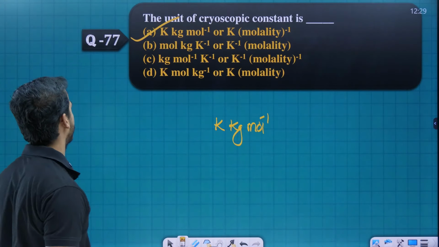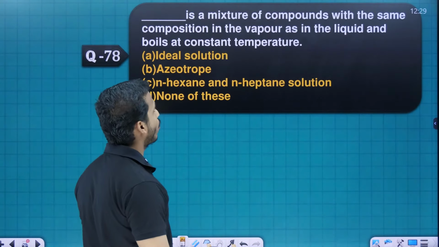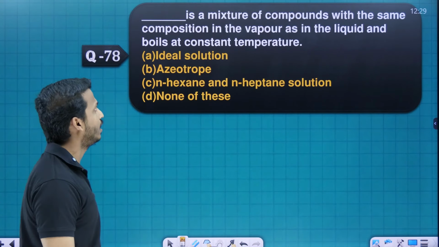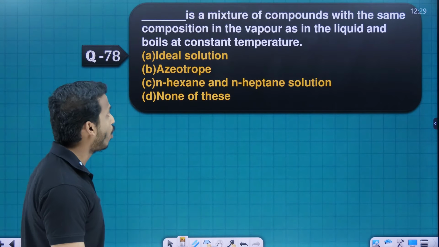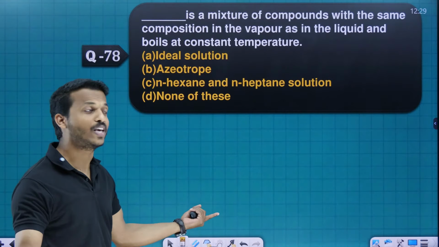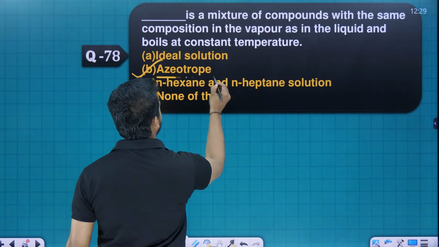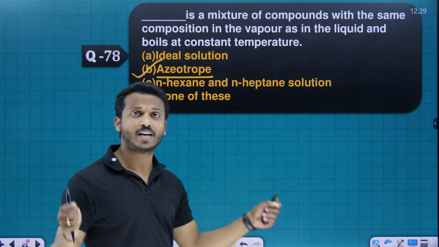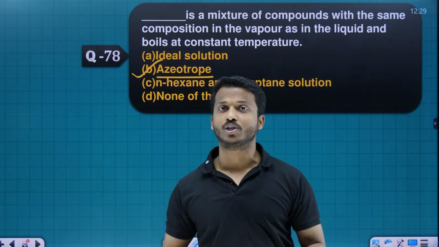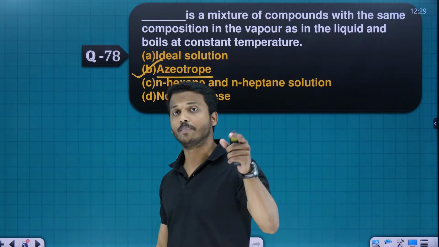Kelvin kilogram mole inverse. Dash is a mixture of compounds with the same composition in the vapor as in the liquid and boils at a constant temperature. They are asking you the definition of which one? Azeotrope. Azeotropes are binary mixtures and they have the same composition in their liquid and vapor phase and they boil at a constant temperature.